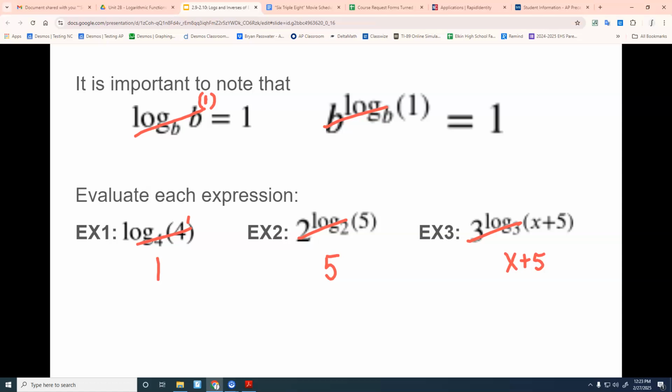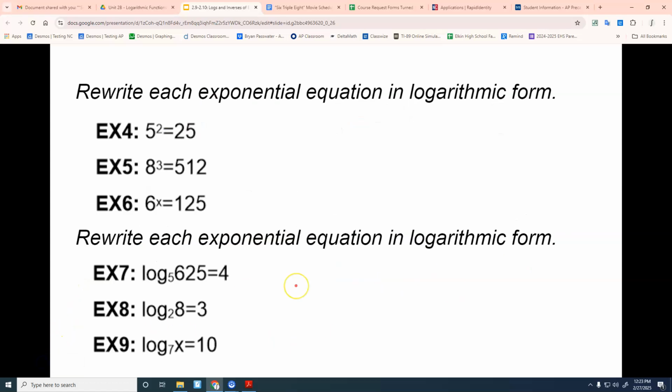I like to teach everything to do with logs and exponentials based on this idea right here. That's the way I like to think about it. But let me show you both ways so you can see what you have learned before and how it relates to what we're doing now. So if I've got b to the a equals c, this is just from the other one, log base b of c equals a, right here.